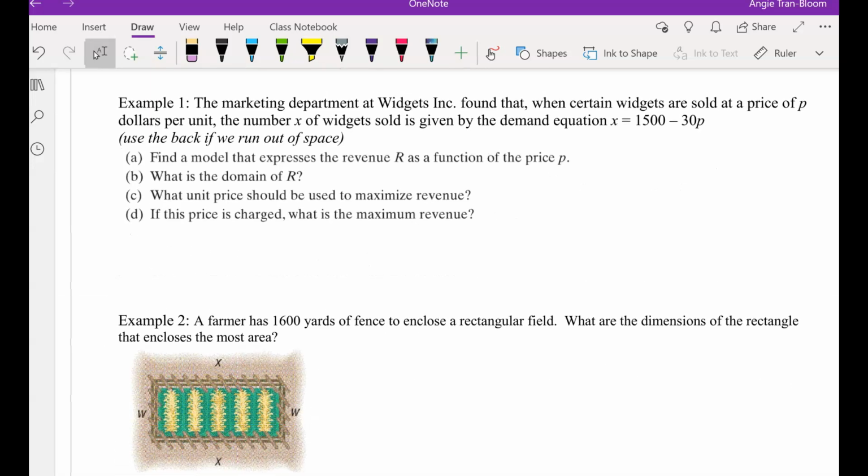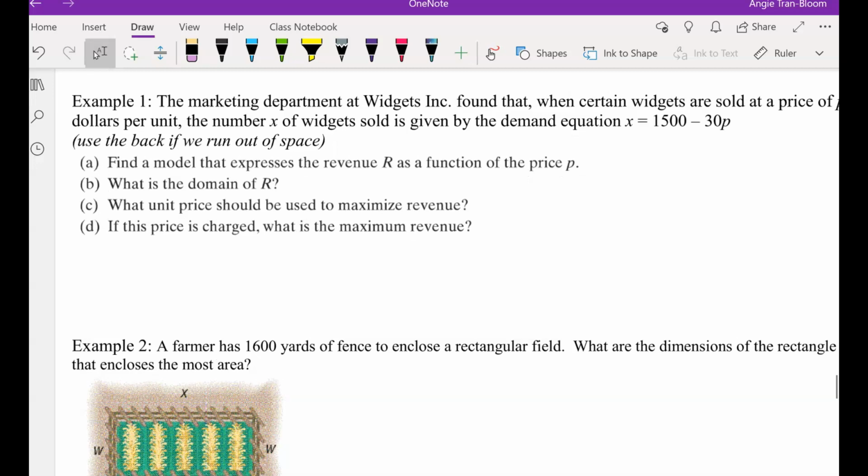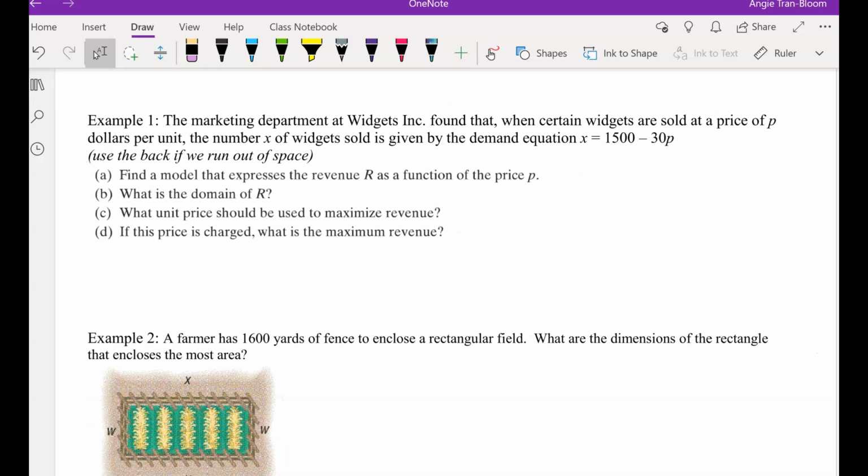Okay. Kyle B, can you help me read example one, please? Part A, we'll take one part at a time. Can you help me read part A, please? Find a model that expresses the revenue R as a function of the price. Perfect, okay. So I gave you a revenue model already, and the revenue model was just simply R equals X times P.